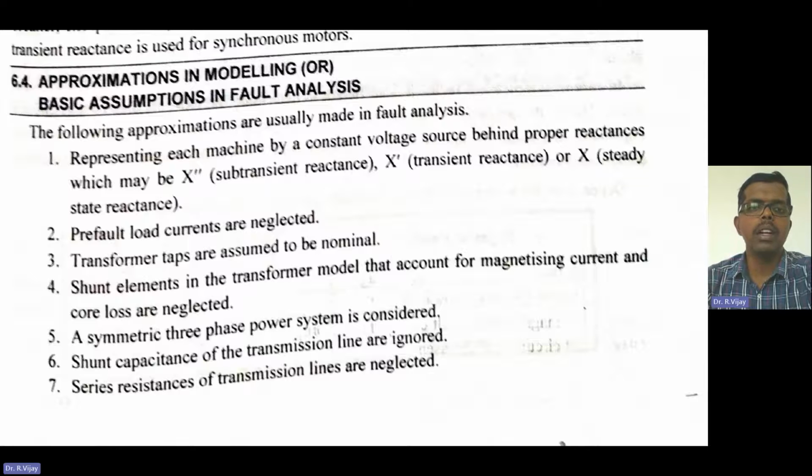So this is one of the important 2-mark questions repeatedly asked in your semester examination. So if you are studying a particular unit on fault analysis, you don't go for it without this. First you need to study these approximations or assumptions in fault analysis as a first 2-mark question.